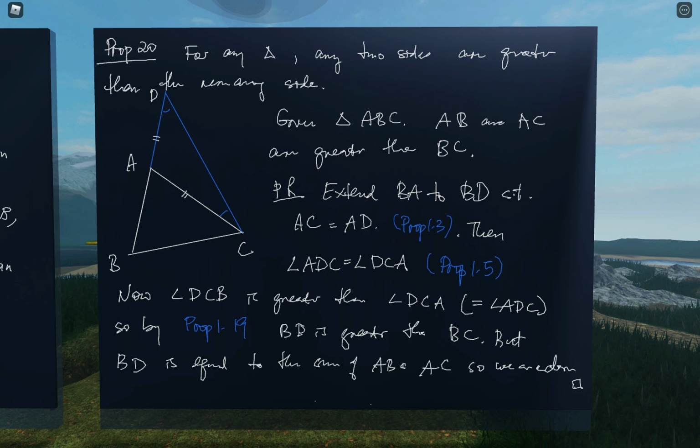Yeah, so this is nice, right? We construct a new triangle such that one of the sides is the sum of the two sides of the original triangle, and then we use proposition 1.19 to conclude that this new side, which is the sum of the two sides, is larger than the missing side, using the fact that larger angles subtend the larger side. Yeah, this is cool. I really like this. That's a nice proof.